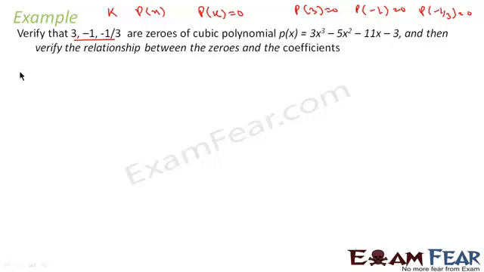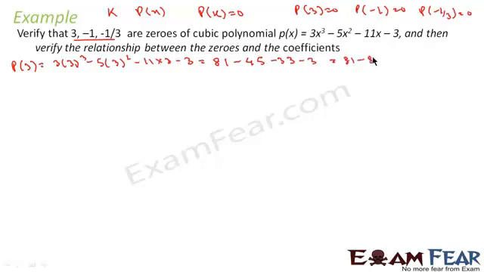Let's try to find the value of p(3). P(3) is nothing but 3 times 3 cube minus 5 times 3 square minus 11 into 3 minus 3. That comes out to be 3 into 27, that is 81, minus 5 into 9, that is 45, minus 33, minus 3. This is nothing but 81 minus 81, and that is 0.